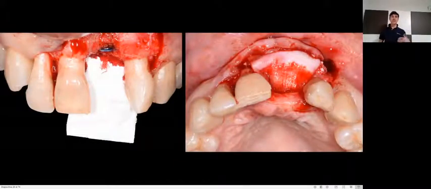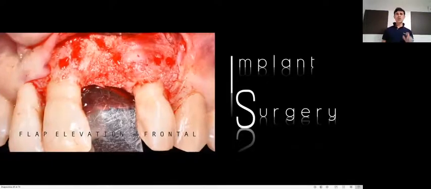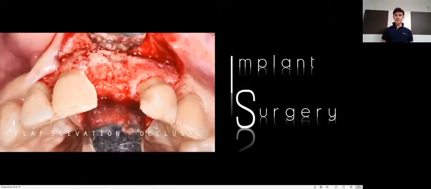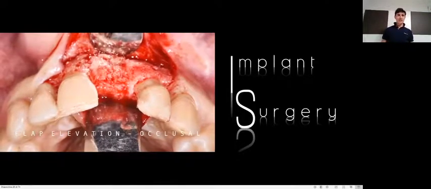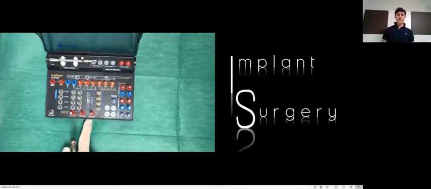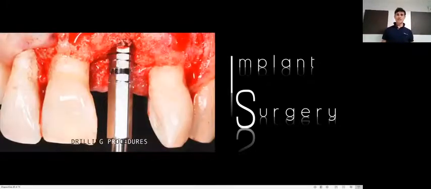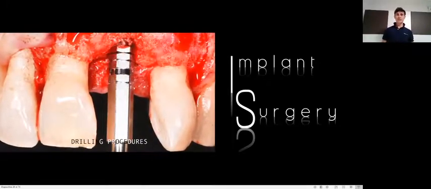After that, the horizontal GBR was performed, and this is a short video of the surgery related to the flap elevation, the use of standardized steps for the drilling procedures.